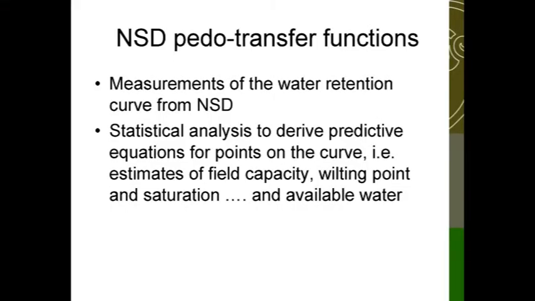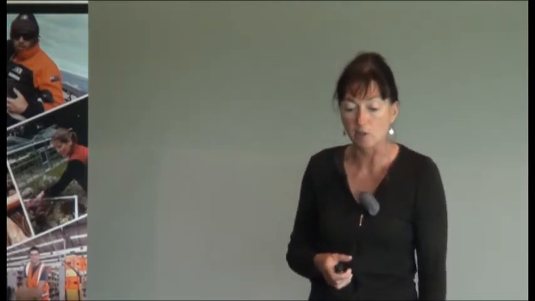So the models that are just within the soil, I call the pedo transfer functions. And I'm just going to give you a couple of examples of what we've been doing. This one is measurements of the soil water retention curve. So we get that data from the National Soils Database, which is laboratory information. We've done a statistical analysis to predict points on the water retention curve, which I'll show you in a moment. So particularly estimates of field capacity, wilting point, and saturation, which gives us available water, of course.